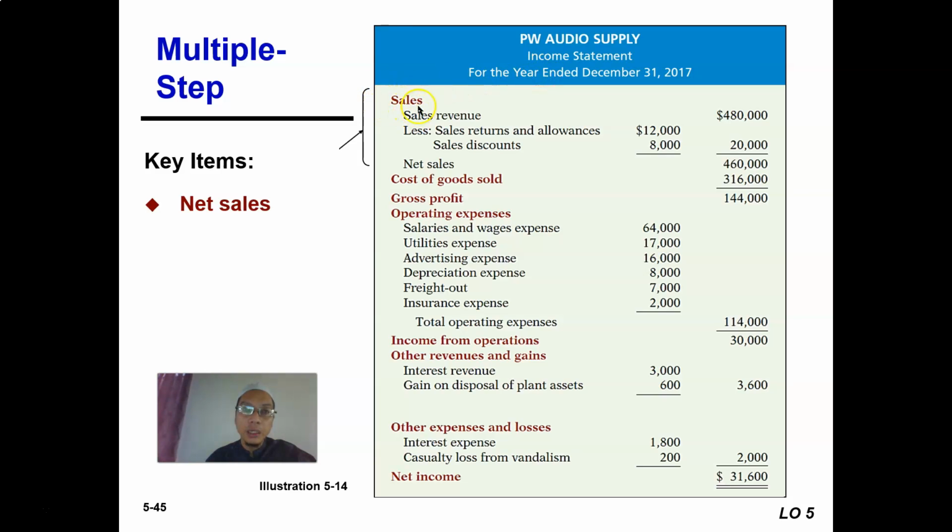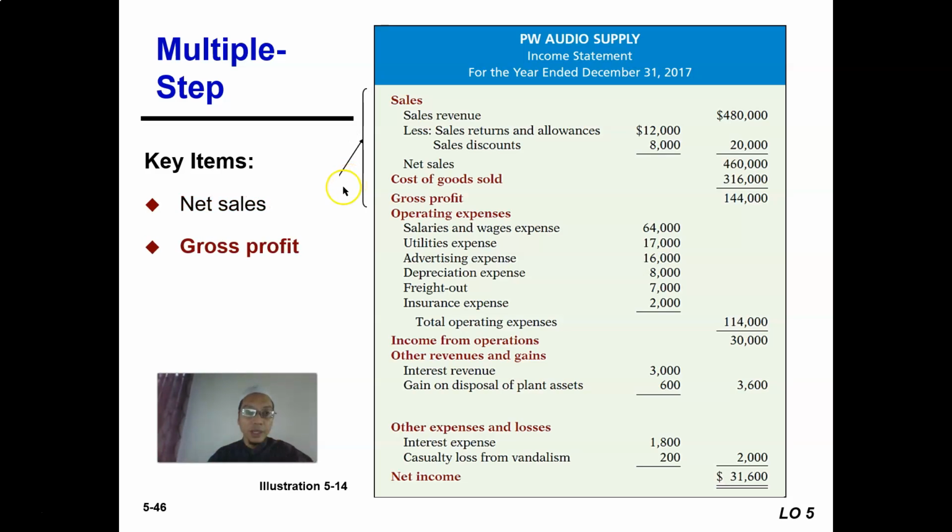We make our header a sales header, and under sales we will have sales revenue, a certain amount here, 480,000. We deduct sales returns and allowances and also sales discounts from that amount. Therefore, we deduct $20,000 from 480,000, and that comes to the net sales of $460,000. So the net sales arise because of sales returns and sales discounts from the sales revenue. That's the first part, an area where we need to calculate the net sales.